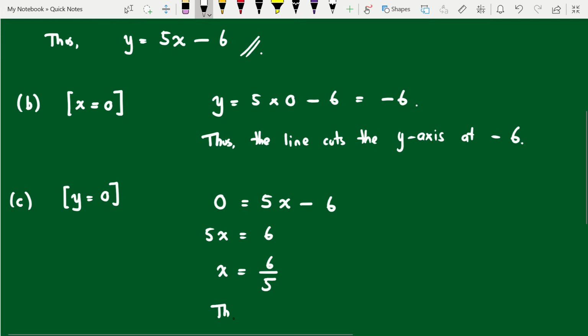And just with a little sentence, thus the line cuts the x-axis at 6/5. And that's the question done.